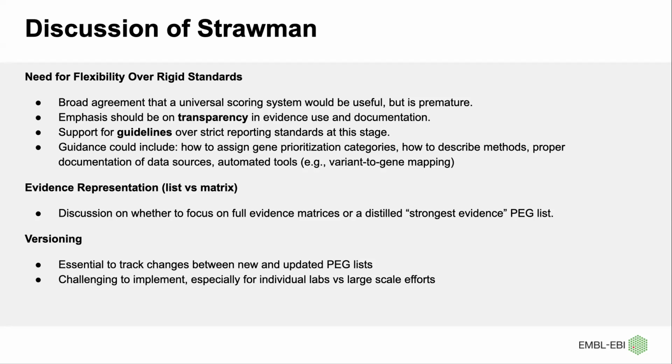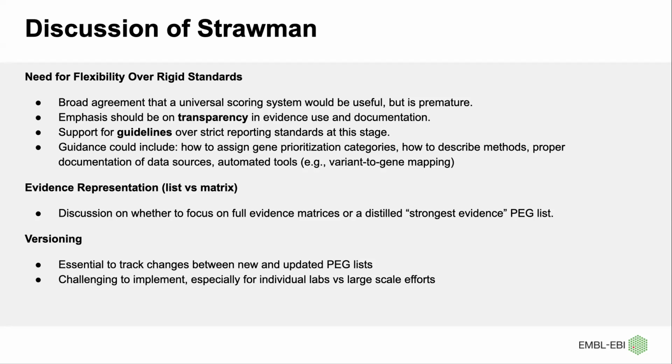Again, the idea of the list versus matrix was revisited. There was discussion on whether it's best to focus on the full evidence matrices or the distilled strongest evidence PEG list. And there was a discussion about versioning, that it's essential to track changes between the new and the updated PEG lists, and an acknowledgement that this is very challenging to implement, especially for smaller labs versus large-scale efforts.